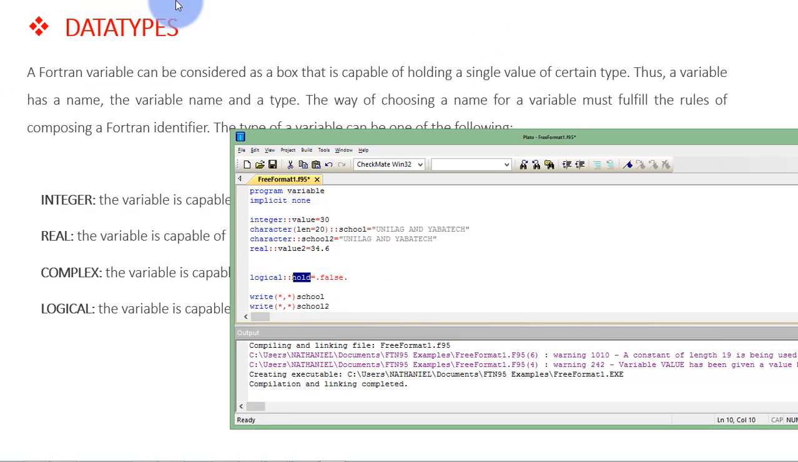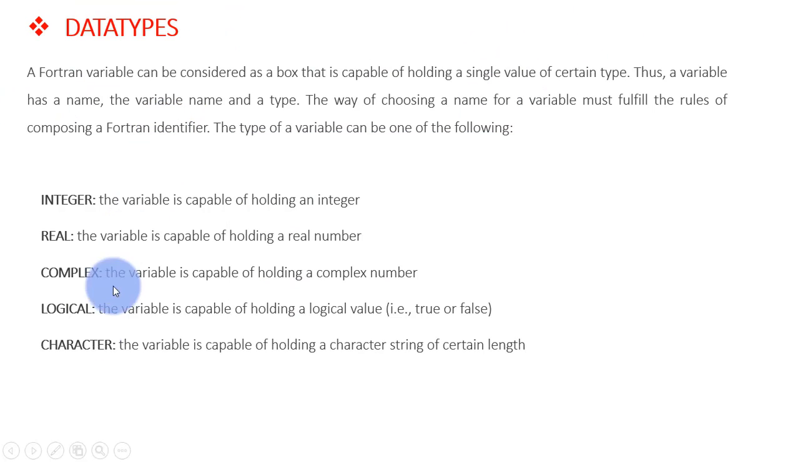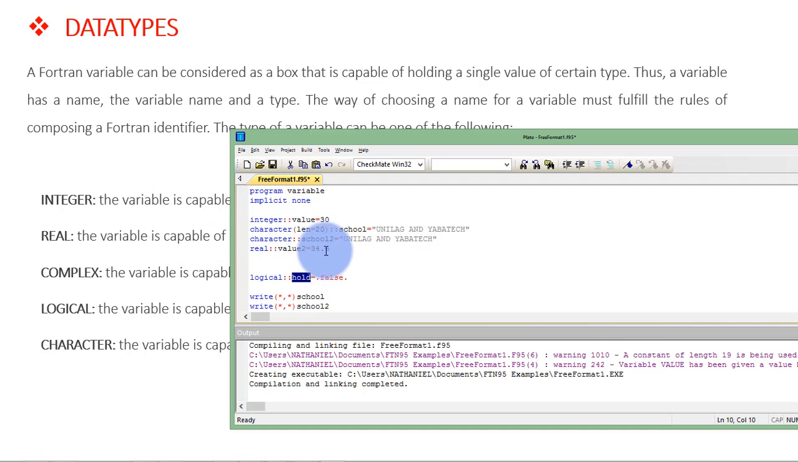The last but one is the character, which we have discussed earlier, that a variable is capable of holding a character string of a certain length. So I hope you know how you can declare a variable. Just declare a variable with that format. We have the data type, double colon, then the variables that you want here. You can have as many variables as you want.